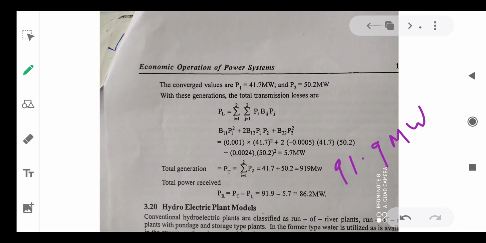And PR is equal to power received, that is PD, that is equal to PT minus PL, 5.7 megawatts. So therefore 86.2 megawatts. So with this I will conclude here.